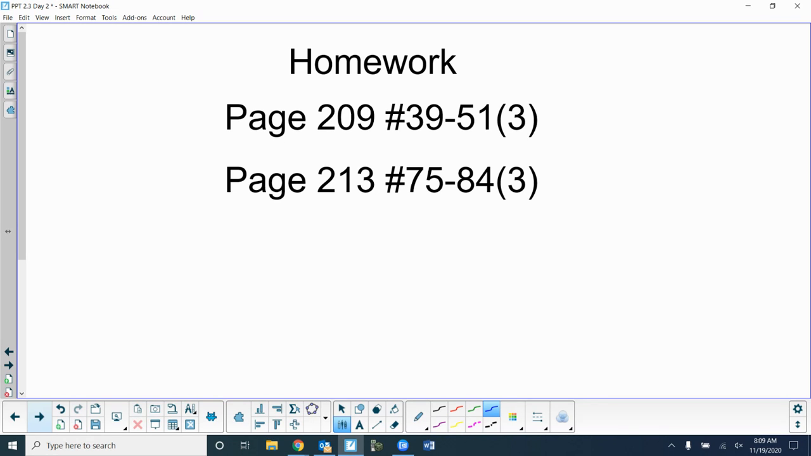And I put 213. It's the same assignment. It just goes way over to page 213 till you see number 75. It's 9 problems is all it is. So you got plenty of time. You should be able to get it done before you leave. Get it submitted. You don't have to worry about this.